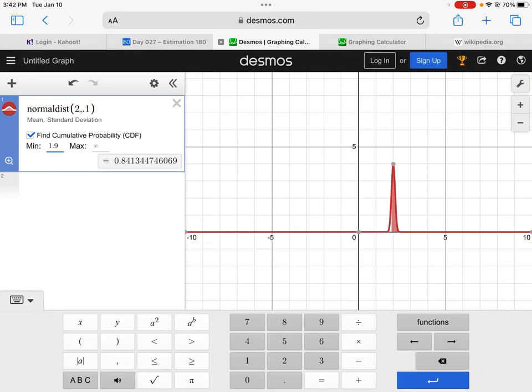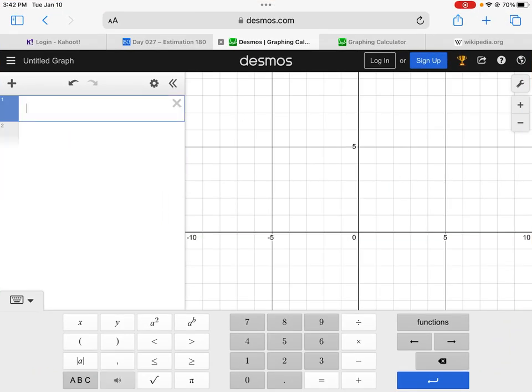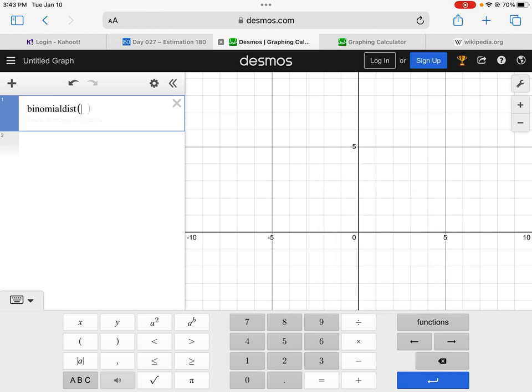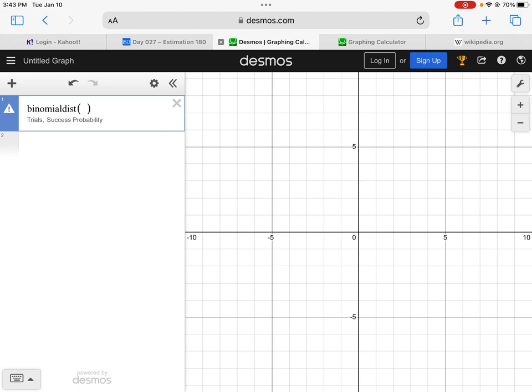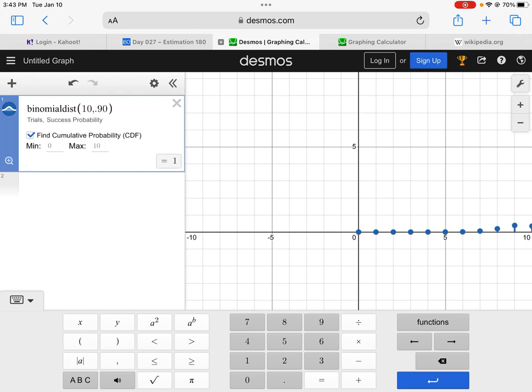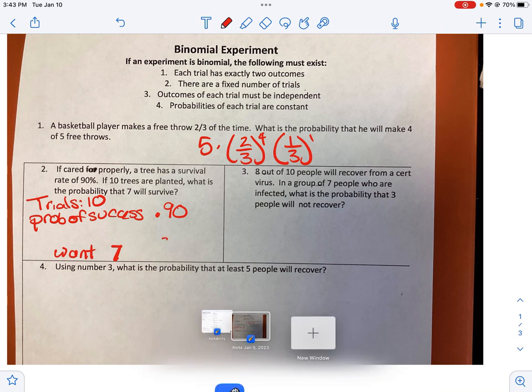So our calculator does all of this for us. If we hit functions and go down to binomial distribution, it says trials and success probability. So there's 10 trials. Our success was 90. And if we do this cumulative, it says min and max, but we want 7 each time. So 0.057, so 5.7% chance.